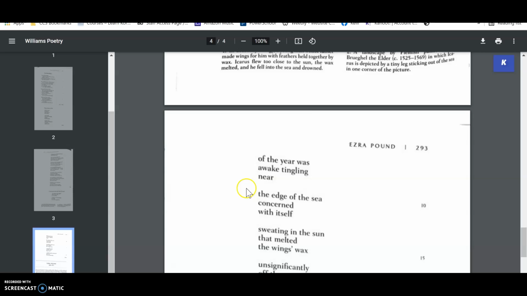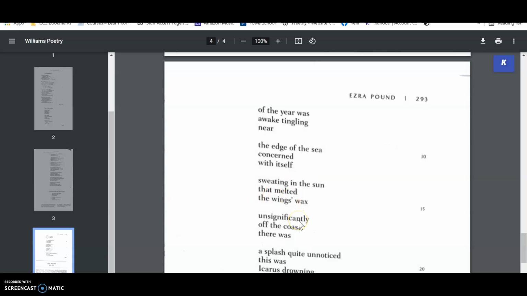And then in the sixth stanza, unsignificantly is probably the most important word in the entire poem. It's the whole line, 6 syllables, unsignificantly. So the wax may have melted, and this boy plummeted from the sky and drowns unsignificantly. It's a non-event to the people on the island who are working. No one saw him fall, or if they did, they were too preoccupied with their daily business to notice what was happening.